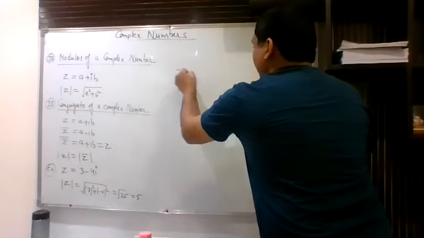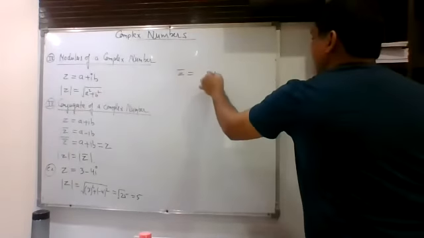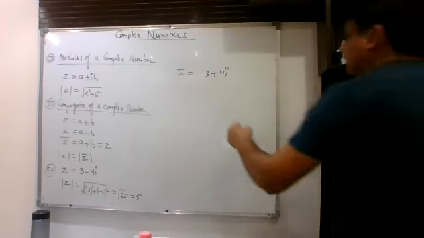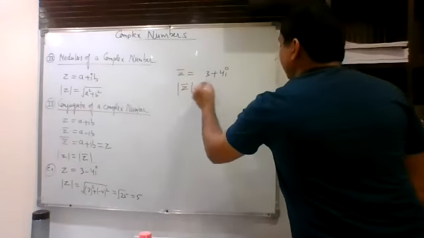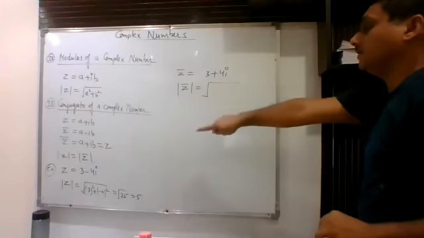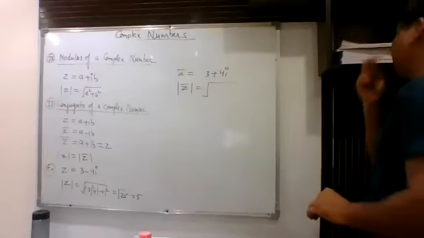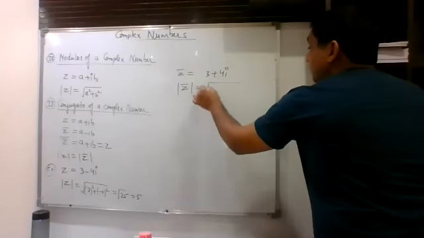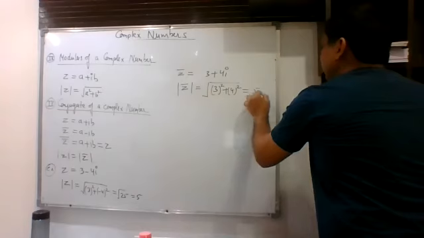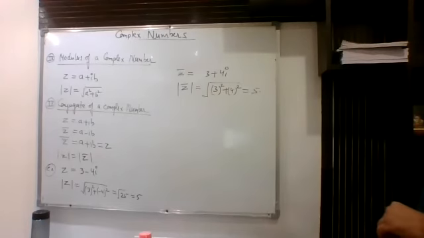Now similarly, z bar will be 3 plus 4 iota. If I want to take the modulus of the conjugate, here I had taken the conjugate, just I had changed the sign of the imaginary part. So this can be written as 3 square plus 4 square. So here again your answer is coming out to be 5. Right? So mod of z and mod of z bar are always same.